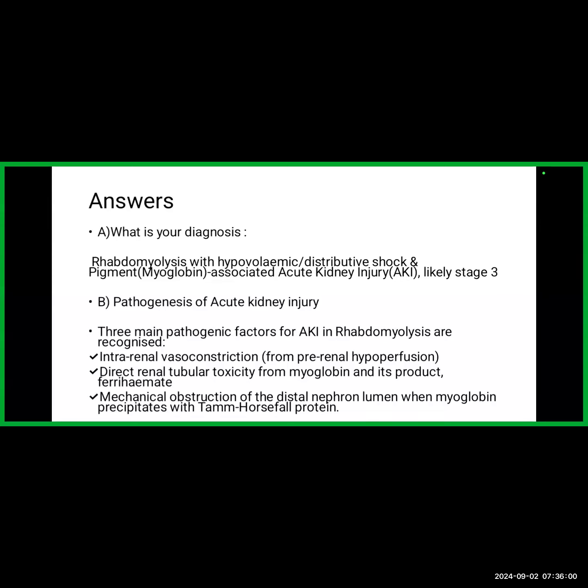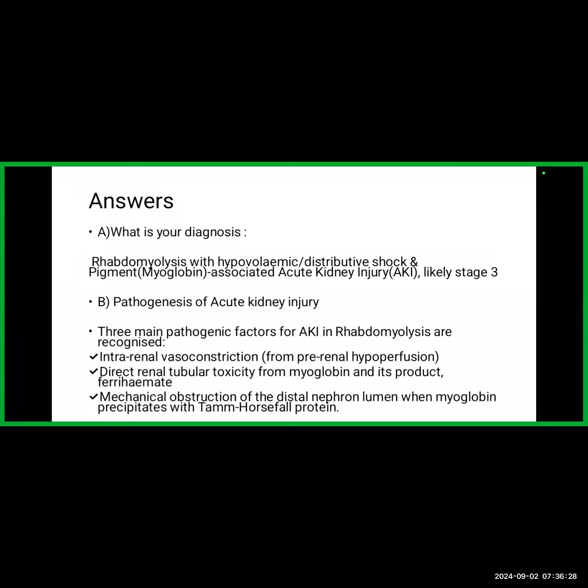My full diagnosis will be rhabdomyolysis with hypovolemic/distributive shock and pigment or myoglobin-associated acute kidney injury, likely stage 3. I'm saying likely stage 3 because of the urine output and the serum creatinine that we have been given. So that will be my full diagnosis for the answer to question A. And then B, what is the pathogenesis of the acute kidney injury?